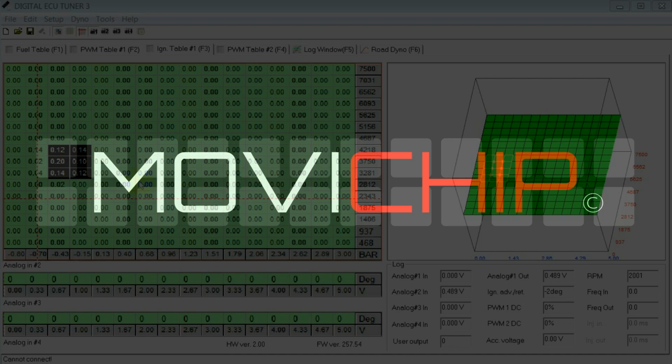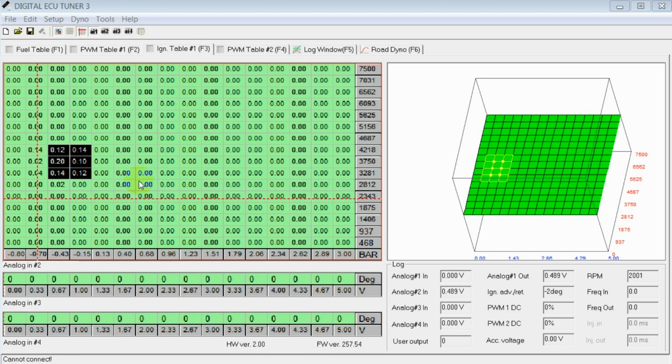So this is a continuation of the previous two videos where we were reading the LEDs, the knock indication from the KSC3 to see what that was telling us. While we were doing that, I was also logging the KSC3 signal that was being sent to the engine ECU. So this is what we've got in our ignition table and our analog input.